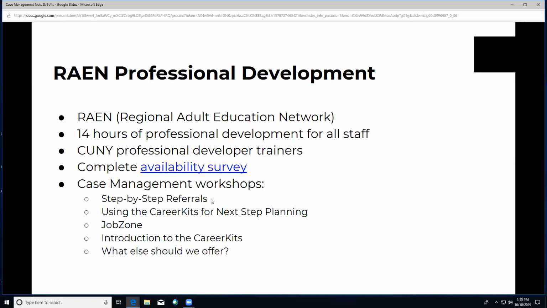Using the career kits for next step planning is another one I've done. I may offer it again in the future. The RAIN offers trainings on Job Zone. I do not offer those workshops, but the RAIN offers them. They also do Introduction to the Career Kits. And you, again, should tell me what other workshops you think would be helpful.